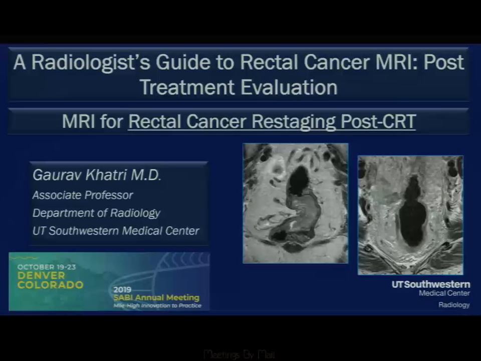Thank you for coming. This is the workshop on rectal cancer MRI post-treatment evaluation. I'll start us off by talking about rectal cancer restaging after chemoradiation, and then Katrina McGinty from UNC will talk about imaging of rectal cancer recurrence.